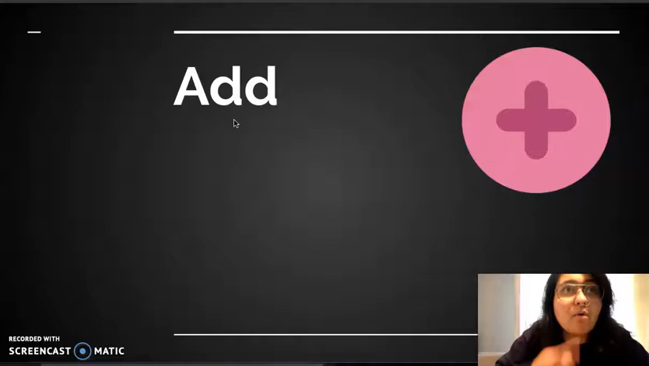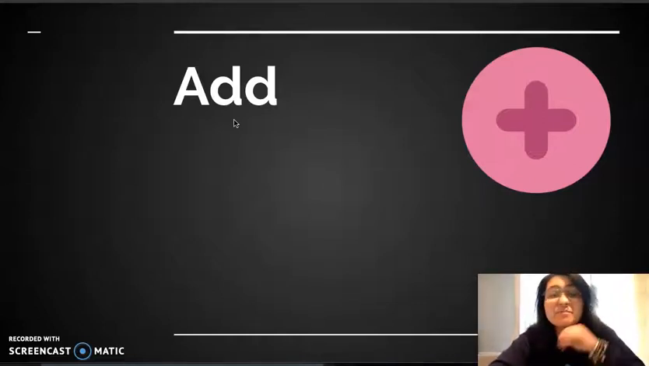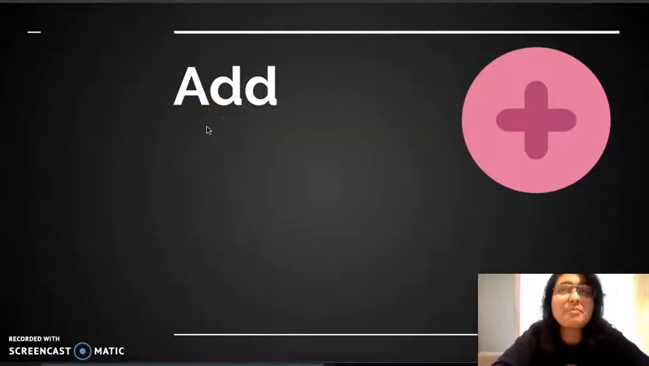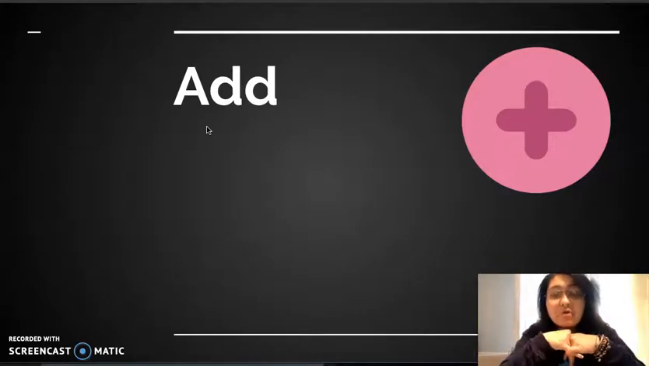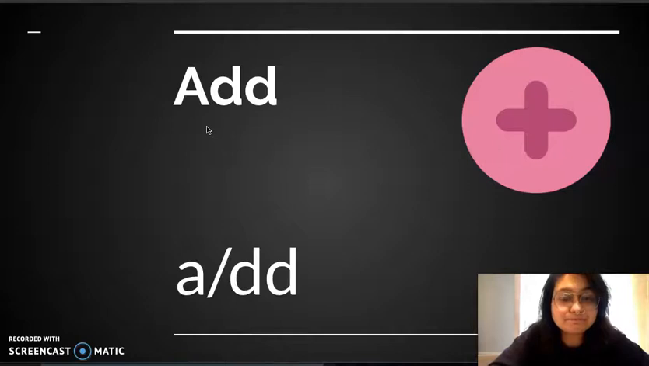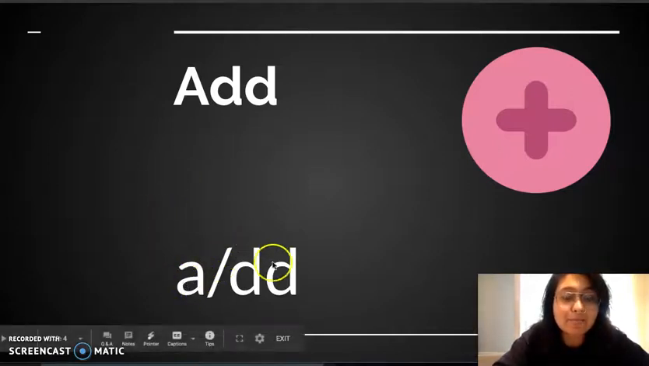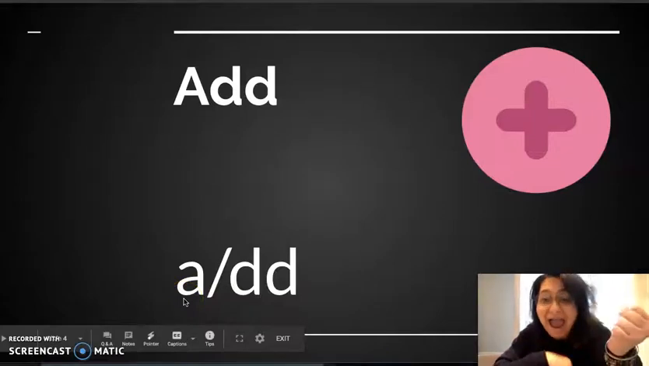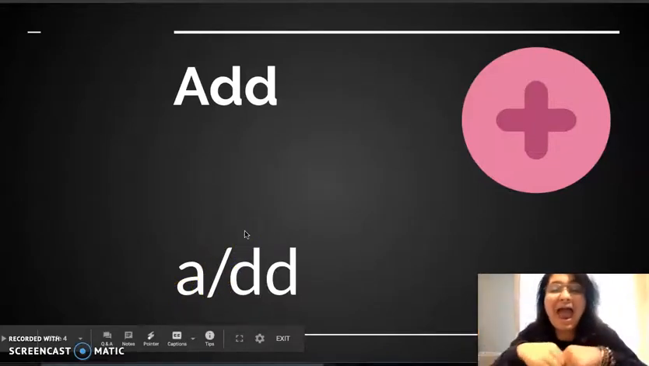I remember that there are some three-letter words that only have two sounds. So add must be one of those. Add, A-D-D. How would I break it apart? What if we tried a/dd? Okay, that sounds better. Let's check it. The line right here is called a slash. This line helps me know that's where we break the word apart. So we have a slash d, add.